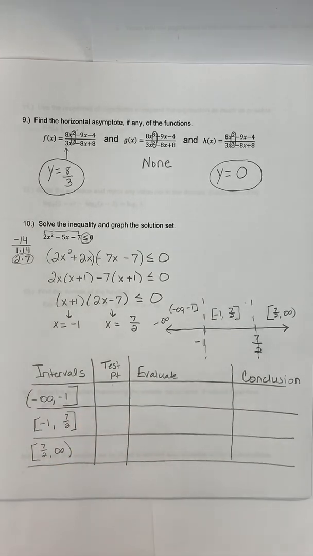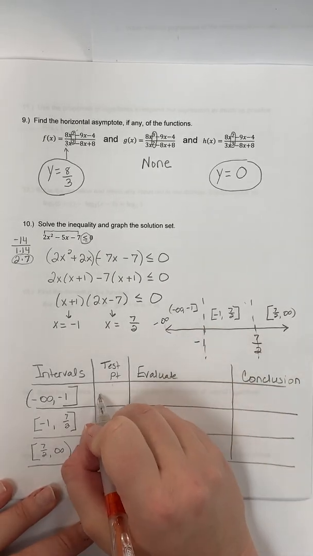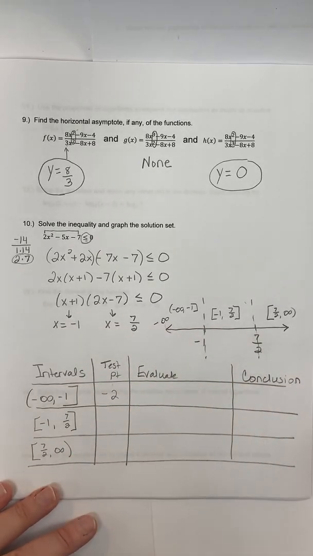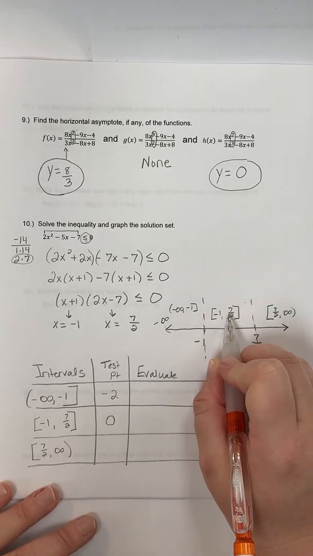Okay, so we need to come up with a test point in each interval. In this interval, a test point that's less than -1, I'm going to say -2. For this one, you know I love a 0. I'm going to throw in 0.